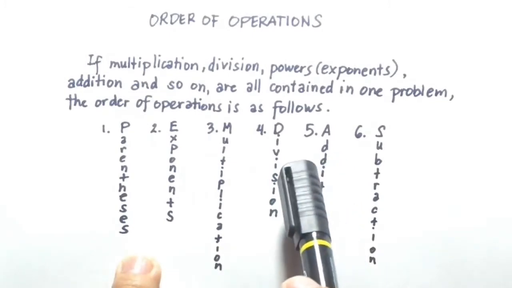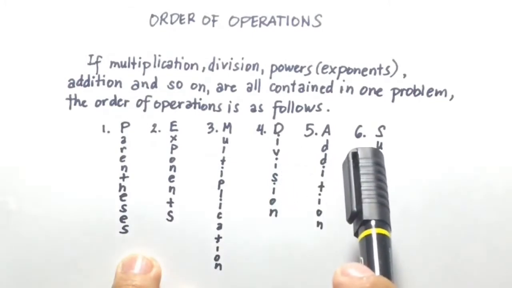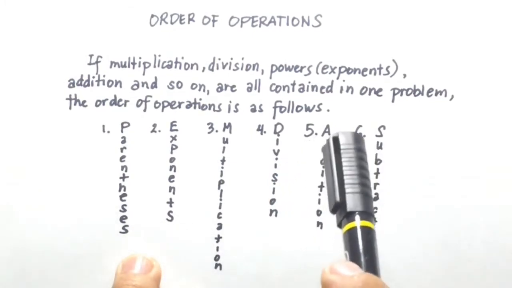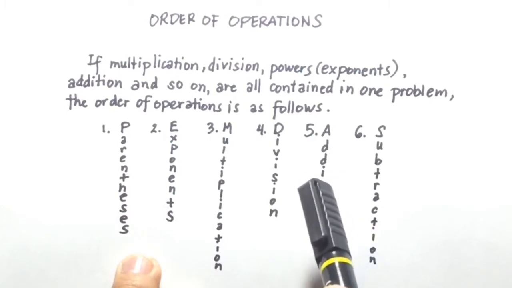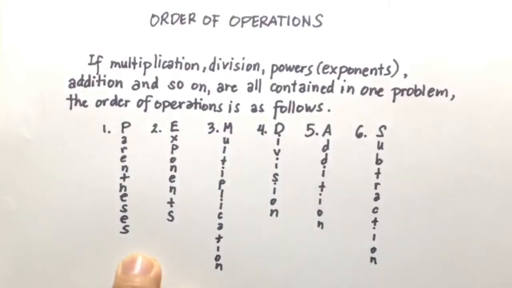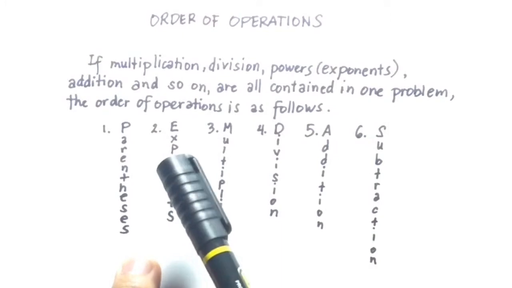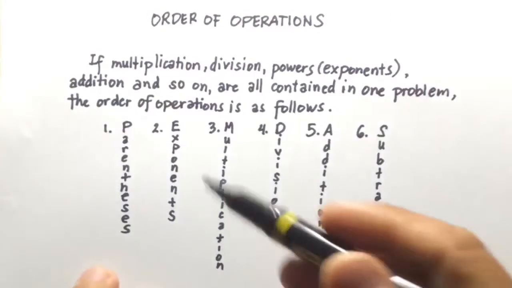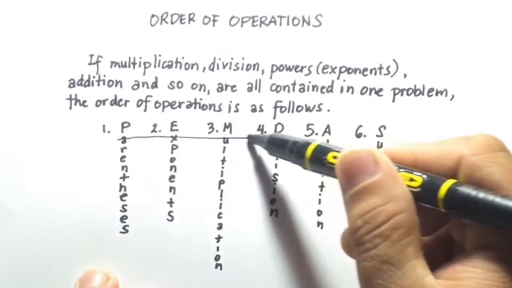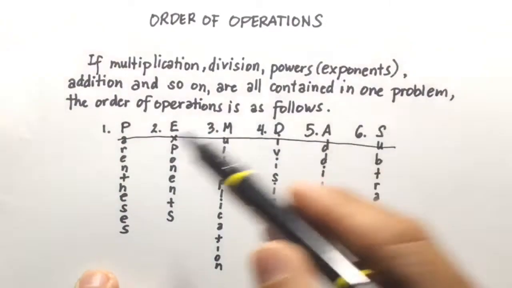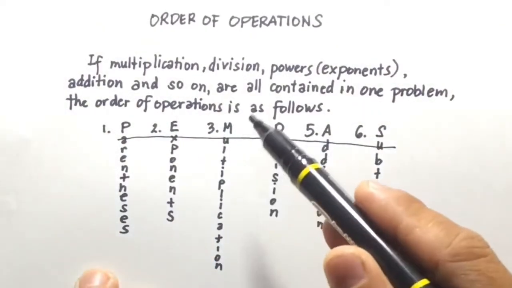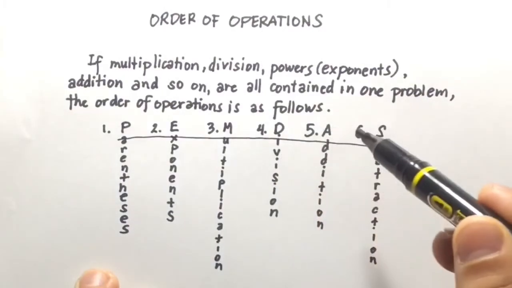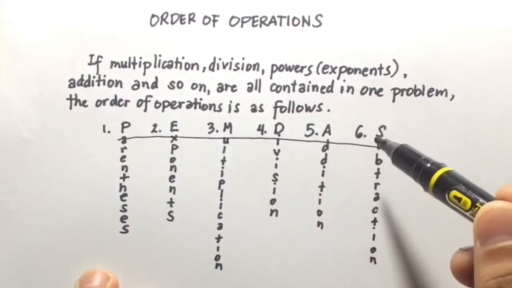And the last two will be addition and subtraction. Again, whichever comes first from left to right. So the order of operations is given by the acronym PEMDAS: parentheses, exponents, multiplication or division, then addition or subtraction.